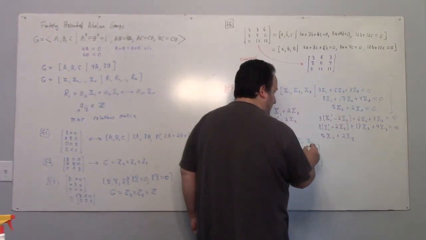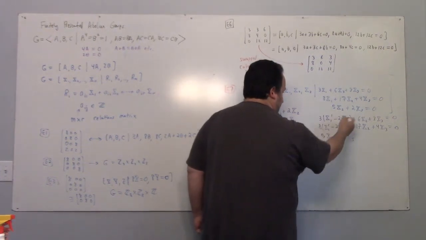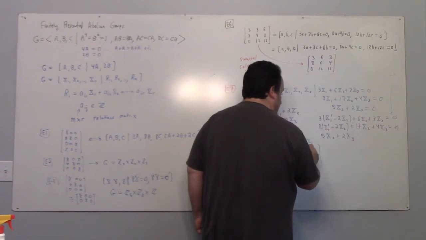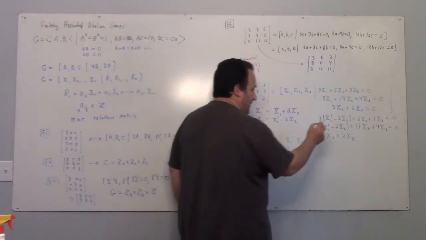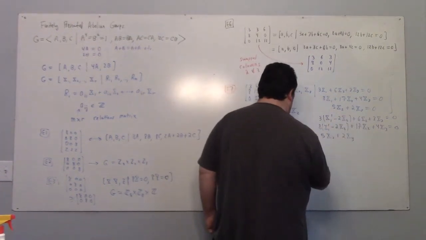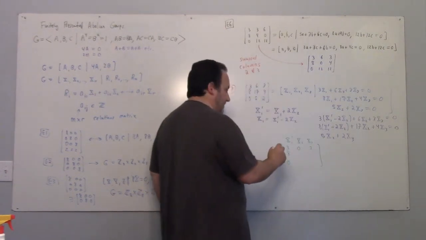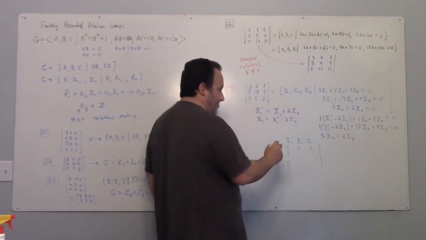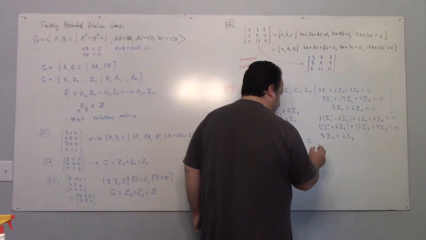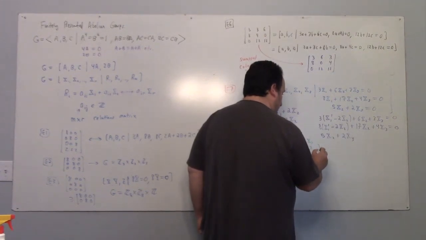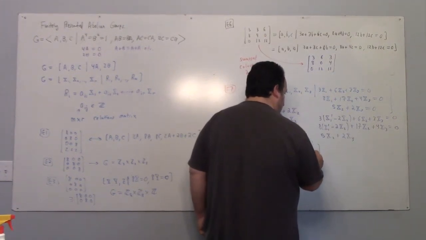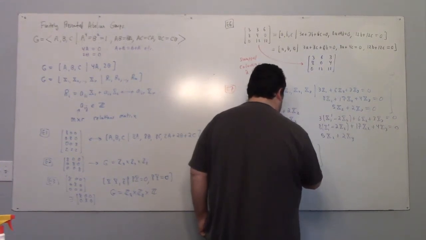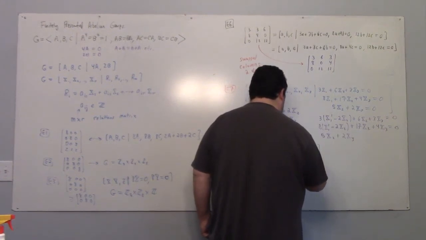Let's see here, we got 0 x2s for the first relation. How many x3s do we got? Still got 3 of those. So 3, 0, 3, and then we have 8, 1, 4, and 2 and 5, 0. Five and 2, right?